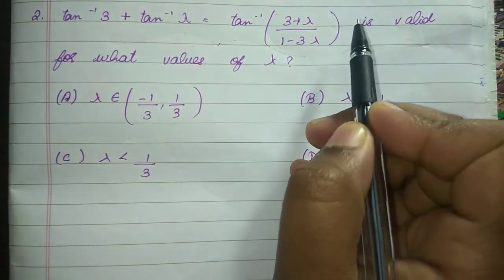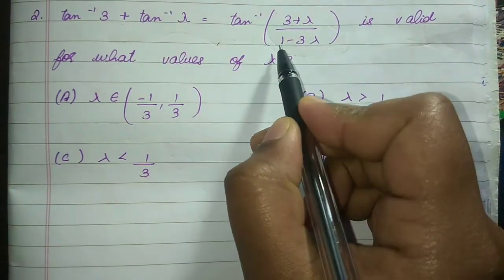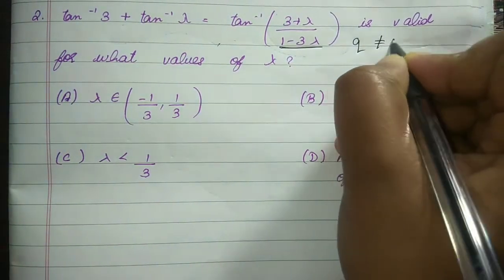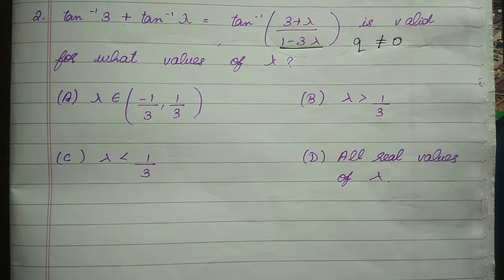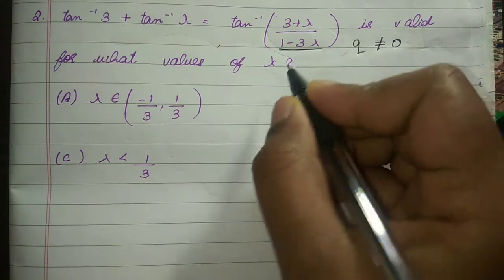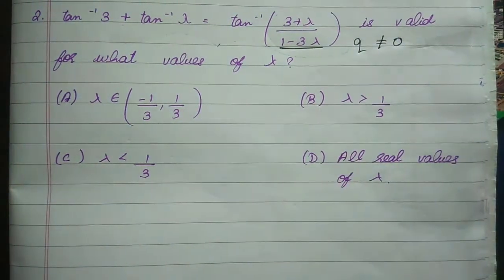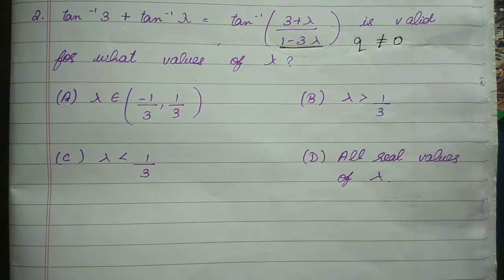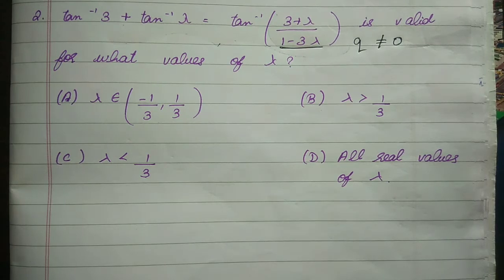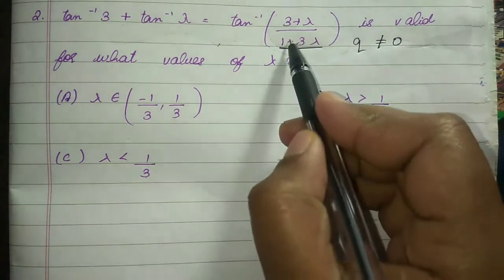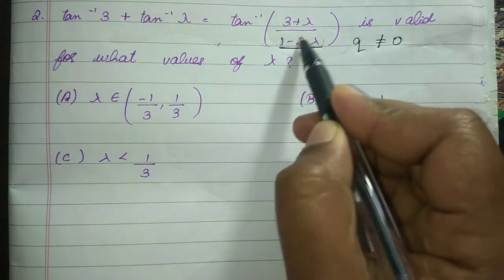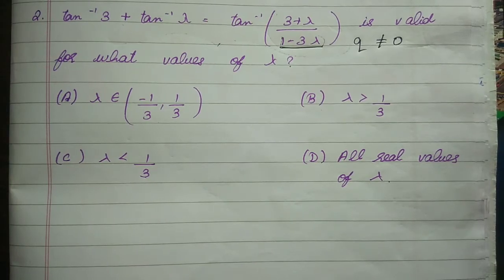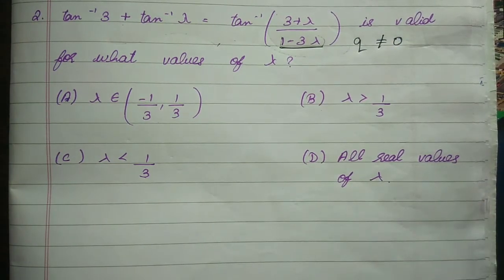If it has to be valid, what should be the condition? The denominator should not be equal to 0. And we should not get the denominator as minus either, because if 1 minus something is a greater number, it will be minus. So in order to keep all that in mind, we will just check.